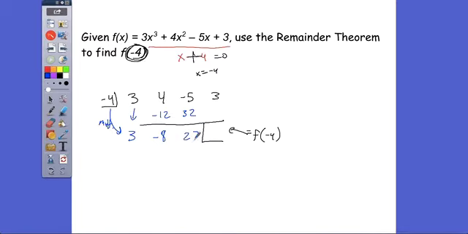Negative 4 times positive 27. Put it in your little calculator, and we get negative 108. Combine here, 3 plus negative 108 is negative 105. And look at that, there's our remainder. So f of negative 4 is equal to negative 105. And that, ladies and gentlemen, is how we use the remainder theorem to evaluate functions.